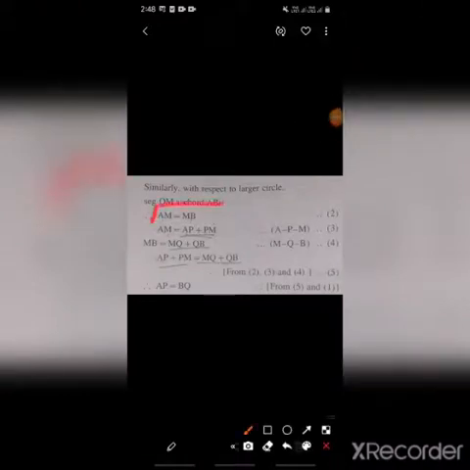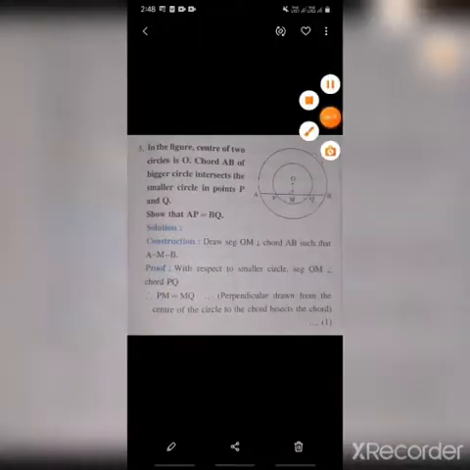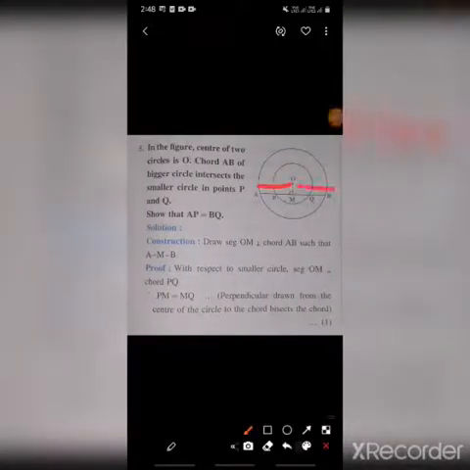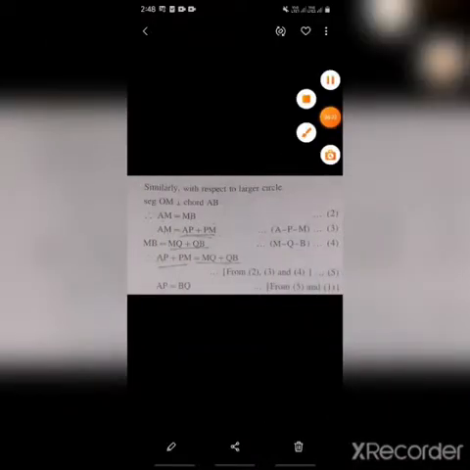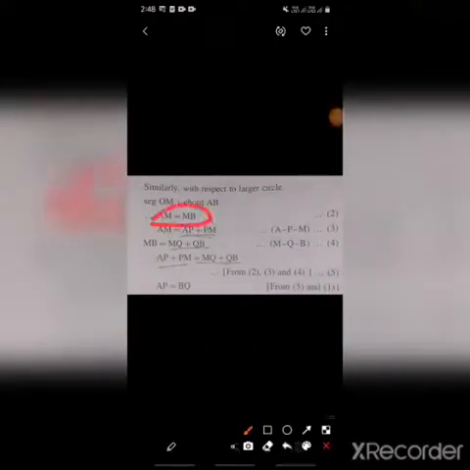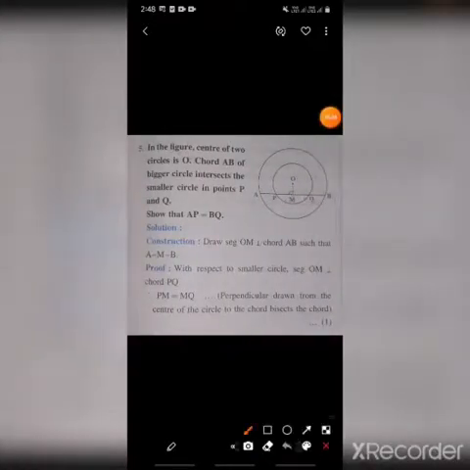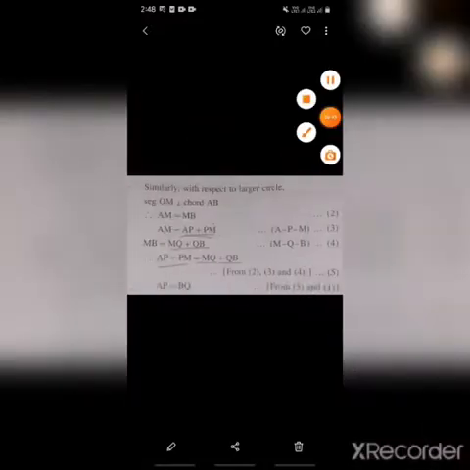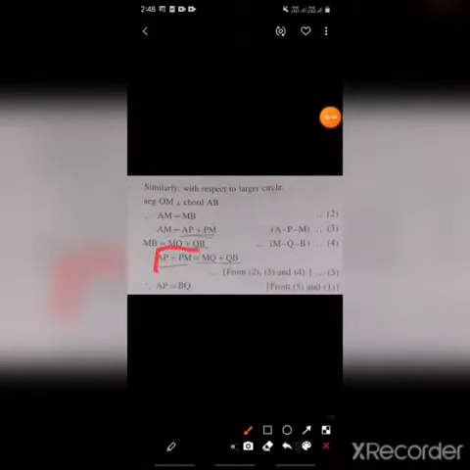So AM is equal to MB. AM is equal to MB. But what we have to prove? AP is equal to BQ. But at what stage are we? AM equals MB, so AM is equal to AP plus PM and MB is equal to MQ plus BQ. Just because of this, AP plus PM equals MQ plus BQ.